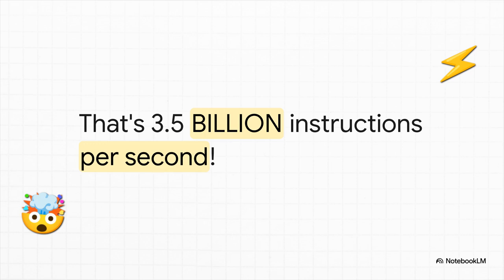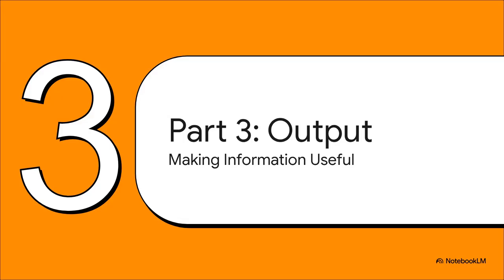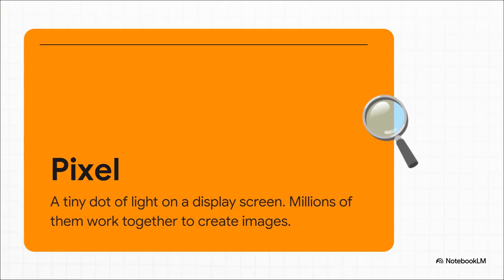Think about that. That incredible speed is the engine that makes your click feel totally instantaneous. All right, so the CPU has done its job. It's processed the command. Now the computer needs to show you the result. This step is called output. It's how the machine talks back to us in the real world. And when that output is something you can see, it all comes down to this one little thing, the pixel.